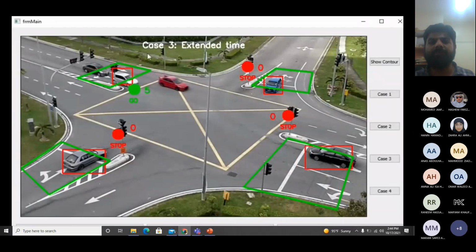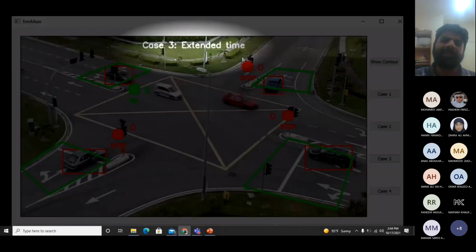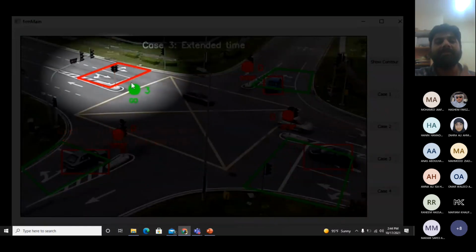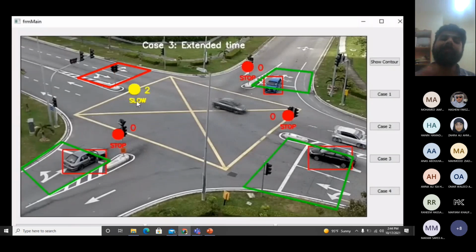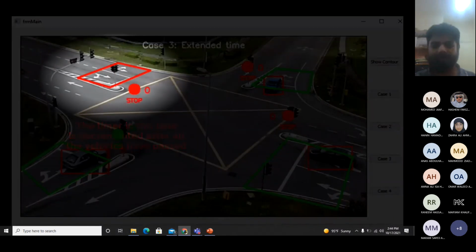And then we have case 3, which is for extended time. If the detector realizes or communicates that traffic from a particular side is heavier than the other sides, then it will give more green time and yellow time to that side instead of the other sides.